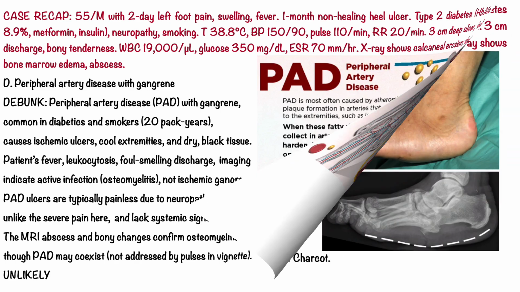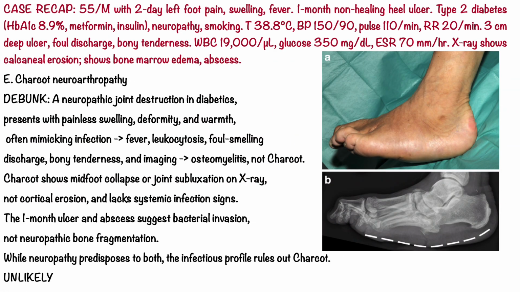So the last option we have is Charcot neuroarthropathy, a neuropathic joint destruction in diabetics. It also occurs in diabetics and presents with painless swelling, but there should be pain and an ulcer in the case of a diabetic foot, right? The painless swelling, deformity, and warmth often mimic infection, but since this patient also has fever, leukocytosis, foul-smelling discharge, and bony tenderness, and imaging features indicate osteomyelitis, it is not Charcot. Charcot also shows mid-foot collapse or joint subluxation on X-ray, as I have attached in the figure right here. So there is a subluxation on X-ray or mid-foot collapse, as you can see in the figure.